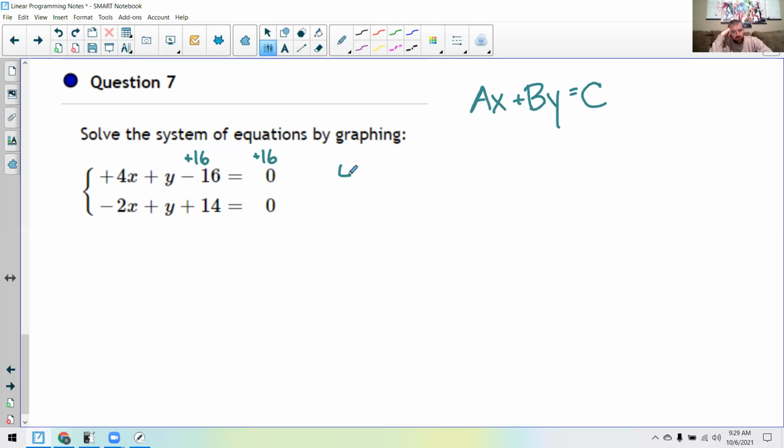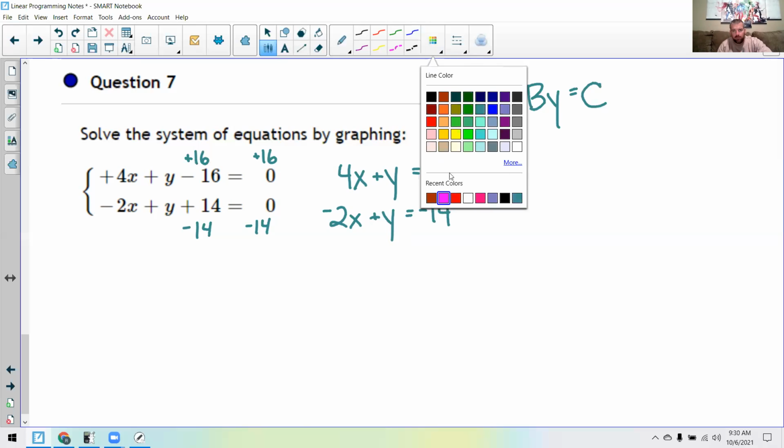First equation becomes 4x plus y equals 16. Second equation, I'm going to subtract 14 from both sides. So I get -2x plus y equals -14. Now I have both my equations written in standard form.